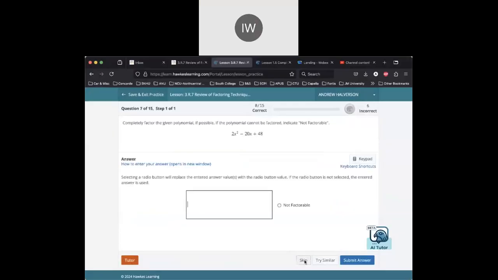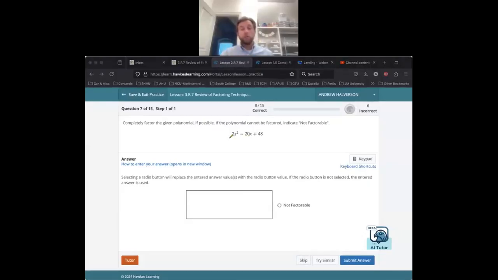Okay, so that was a good one because it combined both the GCF and the difference of two squares. Here's another good one, and I'll do this one for you. Notice there's a 2 that can be pulled out. The values are 2, 20, and 48. Those are all even numbers, so I can pull a GCF of 2 out. And so this becomes 2 times x squared minus 10x plus 24. So if there's a GCF, you pull out the GCF first.